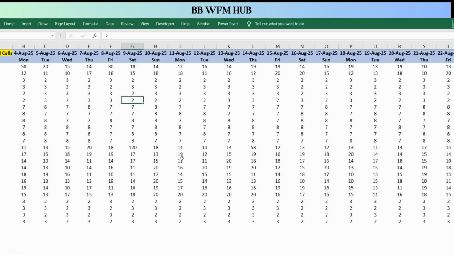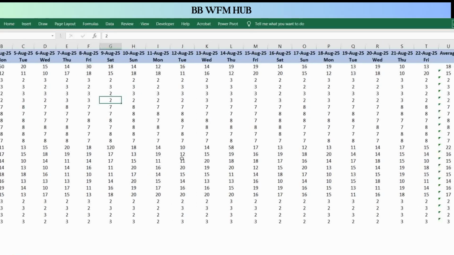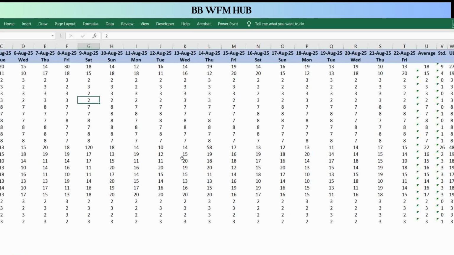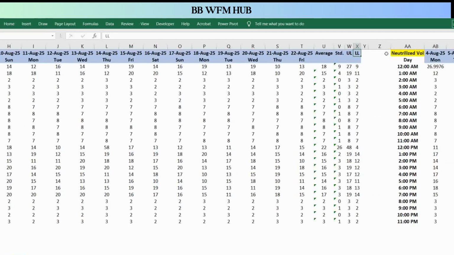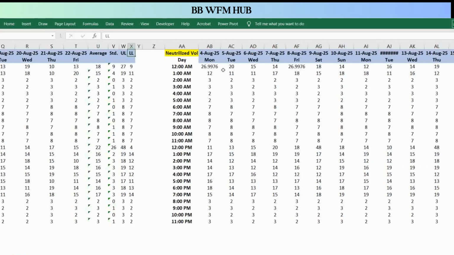To adjust these outliers, we need to neutralize the data. And what do we mean by neutralization? Neutralization means we are adjusting the outliers so that we will get the correct day of the week pattern. For neutralization, we have created an upper limit and a lower limit, and based on these limits, we have neutralized this data.